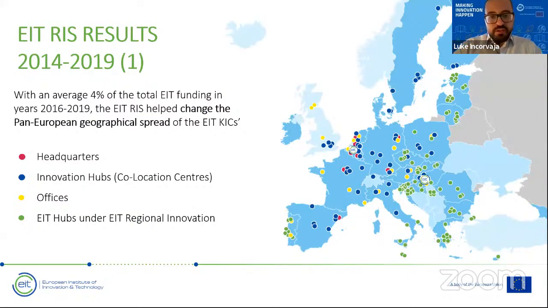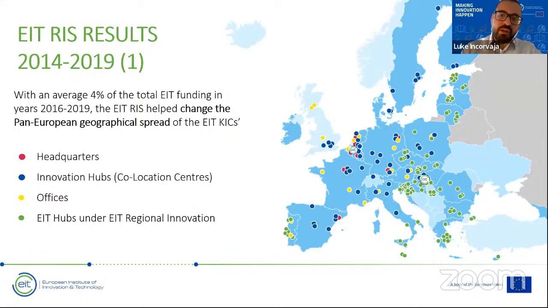What have we achieved so far? To date, or at least over its first years of implementation, the average amount of funding dedicated to the EIT RIS has hovered around 4% of the total grant which the EIT has given to the KICs. I think you will agree this is not a very significant amount. However, with this relatively small amount, the EIT RIS has helped to really significantly change the spread of the EIT's activities across Europe, now ensuring that we are truly pan-European in our activities.